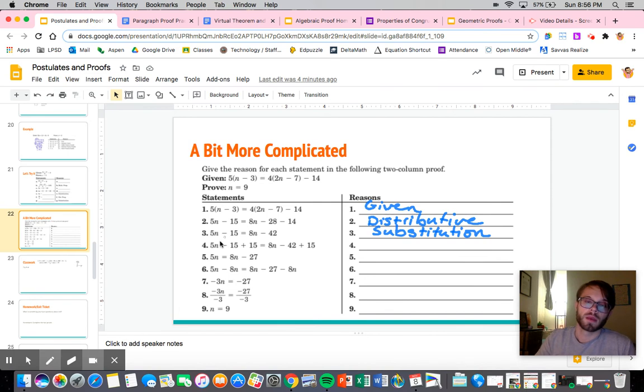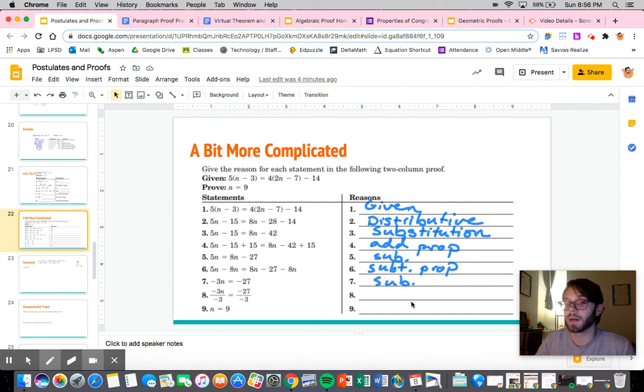All right. We're adding 15 to both sides, so we're going to use the additive property. Okay, the additive property of equality. Then what are we doing? Well, when we are adding, we're substituting again. All right, so now what are we doing to both sides? Well, we're subtracting the 8n, as you can see. So we are using the subtraction property of equality. We are then substituting again.